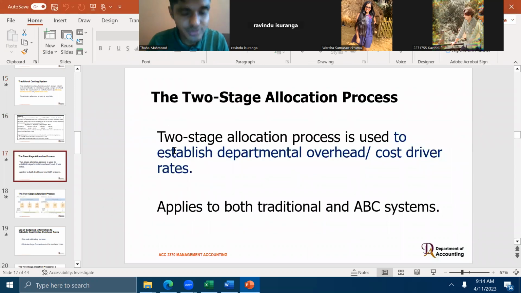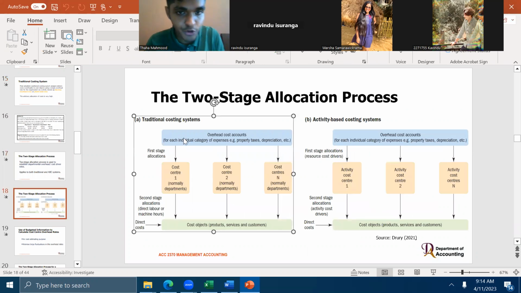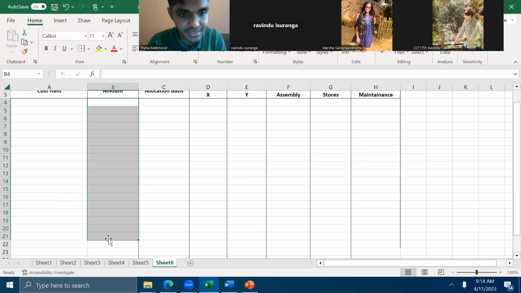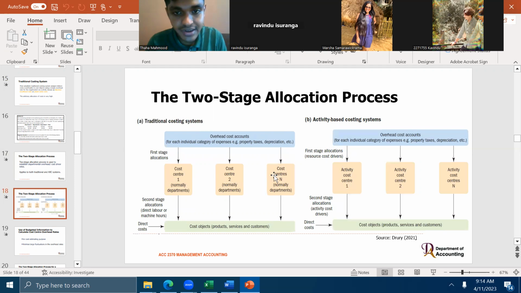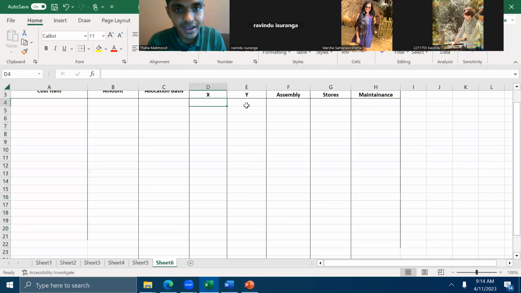The second one is this two-stage allocation process. What happens there is we will have the overhead cost accounts, with some amounts, and we put them into cost centers, accumulating into each cost center. After that is called primary apportionment. You can either allocate or you can do that using primary apportionment. There is a small difference between direct allocation and primary apportionment. You will understand that when we are doing the question.